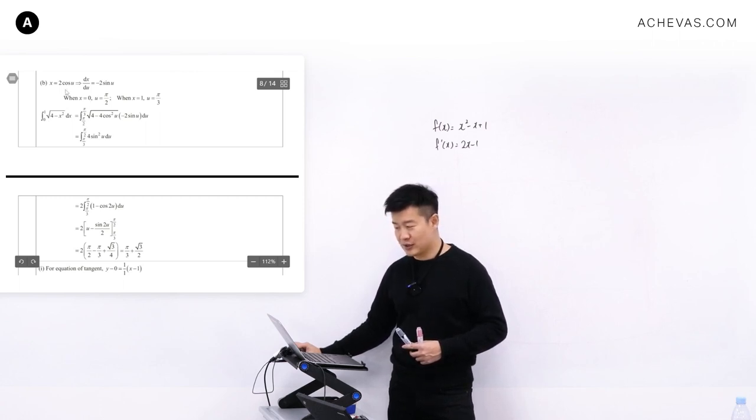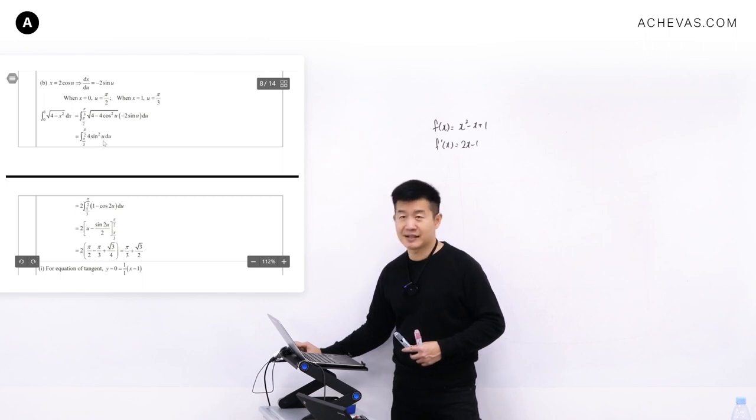So when x is equal to 0, I sub it in here, and I get u is equal to pi over 2. So 0 becomes pi over 2, 1 becomes pi over 3. x will be replaced by 2 cosine u, so x squared will be 4 cosine squared u. If I find dx/du, dx is going to be replaced by minus 2 sine u du. Simplifying this, we get sine squared.